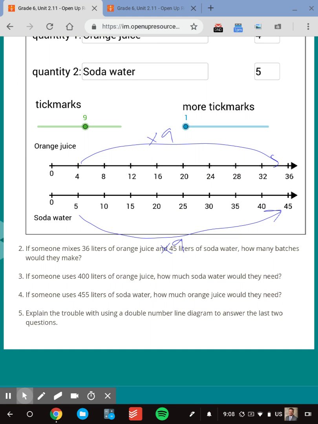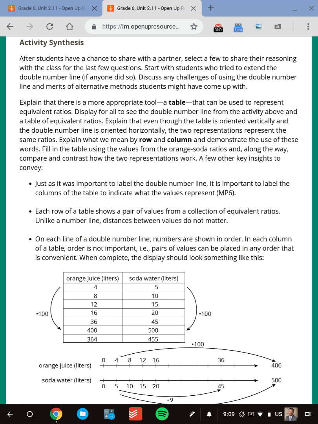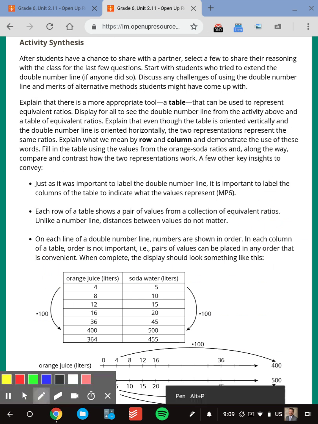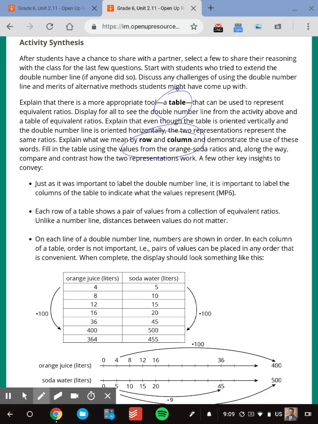liters of orange juice or 455 liters of soda water, which obviously to continue this number line that far would be kind of ridiculous. So also after they have answered question 5, as you are doing the activity debrief, you are going to want to definitely pull from the synthesis here because you are going to build the idea of a table with them. And so pulling up the vocabulary of row and column is important, and naming this as a table and seeing that we still have to label in tables. That's just as important as it has been.